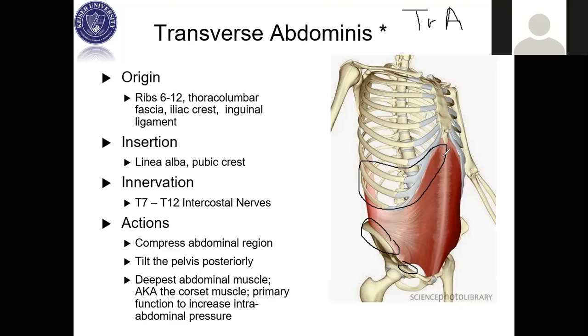I need you to know the important primary function of the transverse abdominis. And what it does, it compresses the abdominal area and it increases abdominal pressure. The transverse abdominis compresses the abdominal area, and by doing that, we're increasing intra-abdominal pressure.